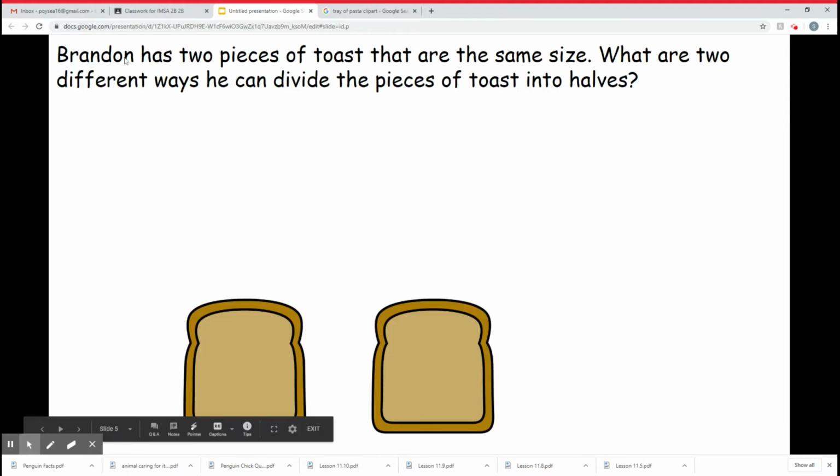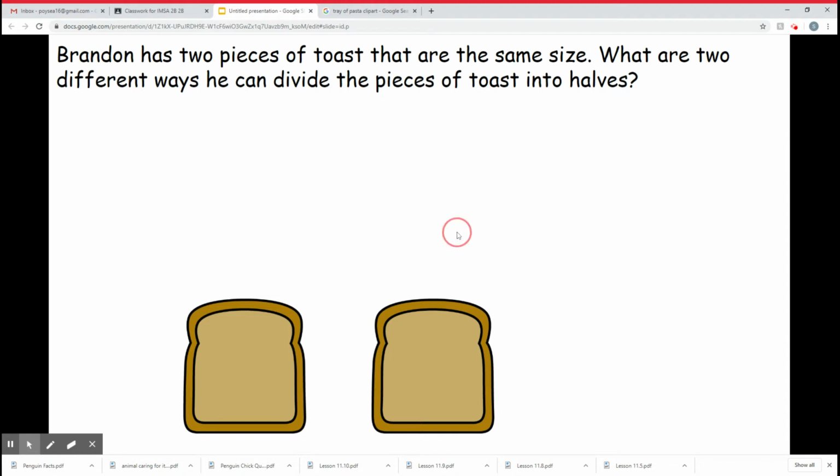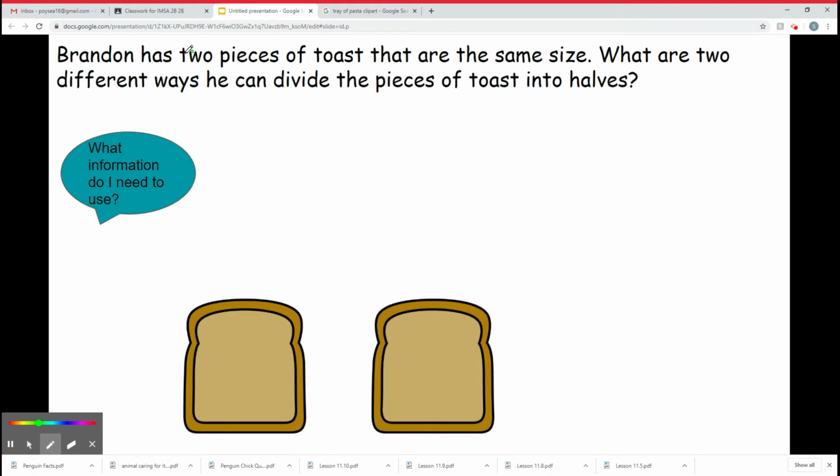Okay, now Brandon has 2 pieces of toast that are the same size. What are 2 different ways he can divide the piece of toast into halves? So we already know what we need to do, right? We need to divide the pieces of toast. What information do I need to use? Brandon has 2 pieces of toast that are the same size. Here's my toast. What are 2 different ways he can divide the pieces of toast into halves? So we need to do 2 different ways by dividing it into halves.